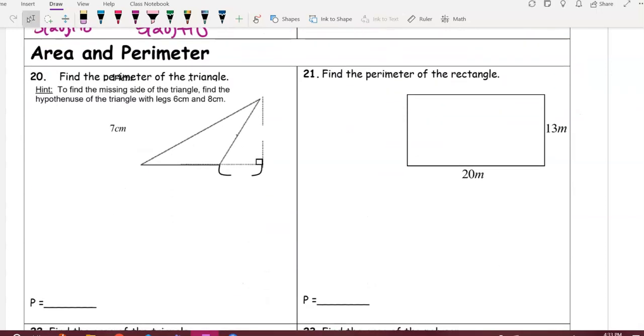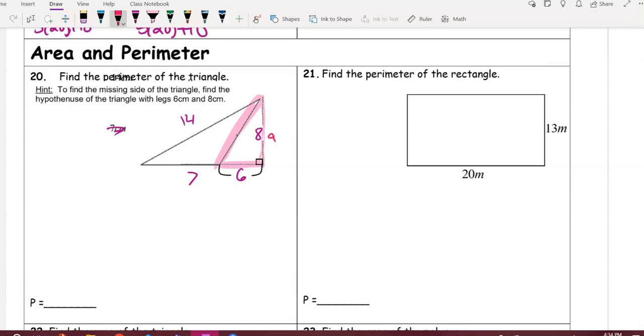All right, moving on, area and perimeter. Okay, my picture is a little messed up, but we'll fill it in. It says down here is 7, up here is 14, this is 8, and this is 6. So it says find the perimeter of the triangle. Hint, to find the missing side of a triangle, find the hypotenuse of the triangle with legs 6 and 8. So they're telling us to find this hypotenuse of this triangle here. And then we can use that hypotenuse to find the actual triangle's sides and add them together.